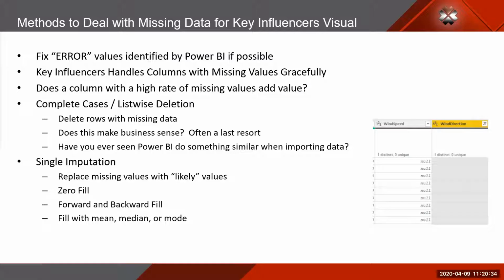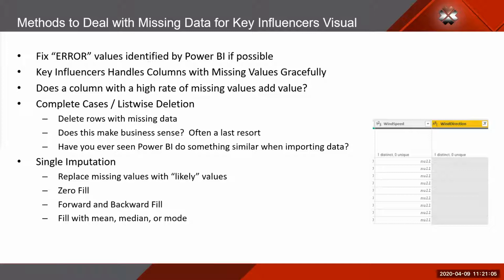So if we pretend that wind direction is only populated in 25% of the rows, should we include that? Maybe, maybe not. As a data guy, I would say no, don't put that in your model. But if you go to your business data expert, they may say, you know what, that 25%, that's still valuable to me. Please include that.